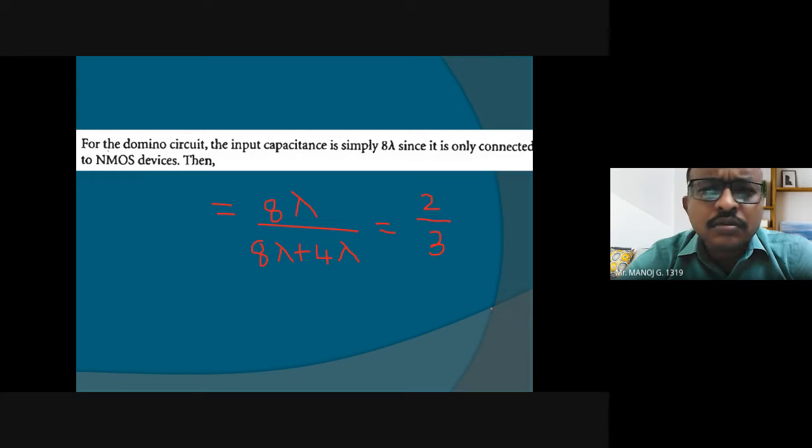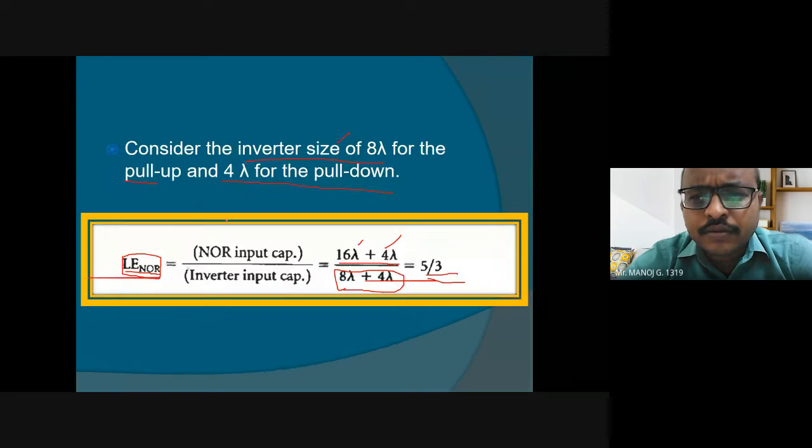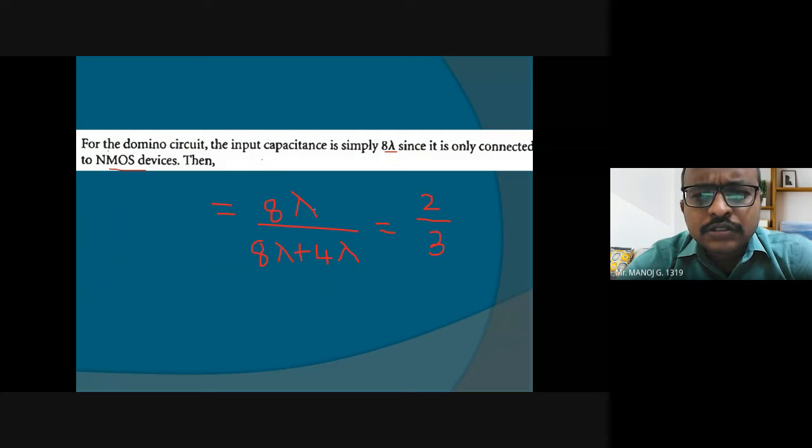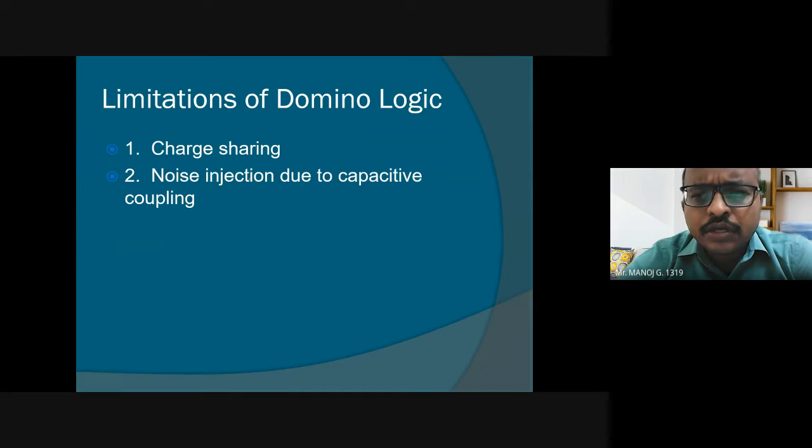Okay. So for the domino logic circuit, the input capacitance is given as 8 lambda, connected to an NMOS device. You have 8 lambda everywhere. So the total capacitance in the NOR region is only 8 lambda, but your total inverter capacitance is 8 plus 4. The input capacitance and inverter capacitance are given as 8 and 4 respectively, so I add both and divide by the whole thing.